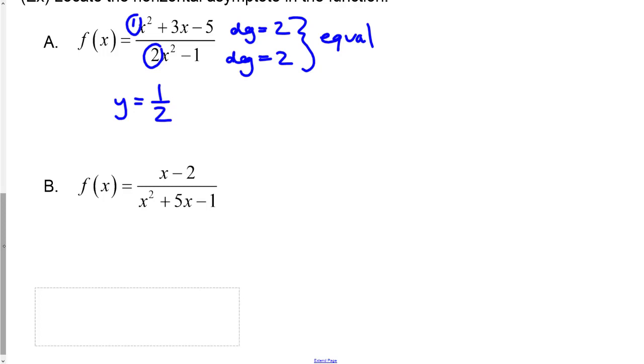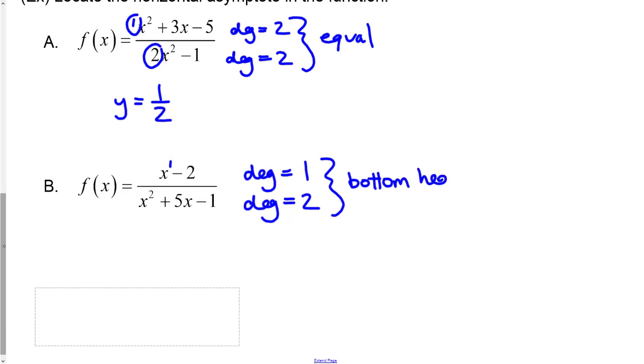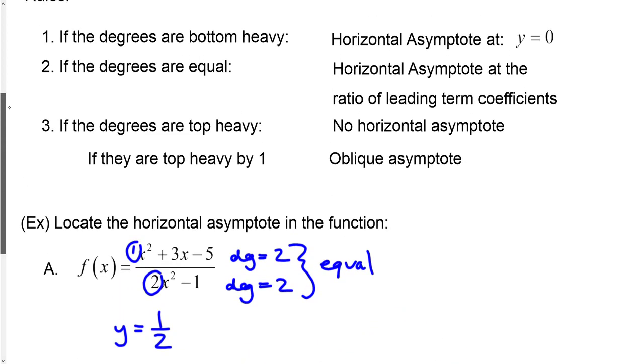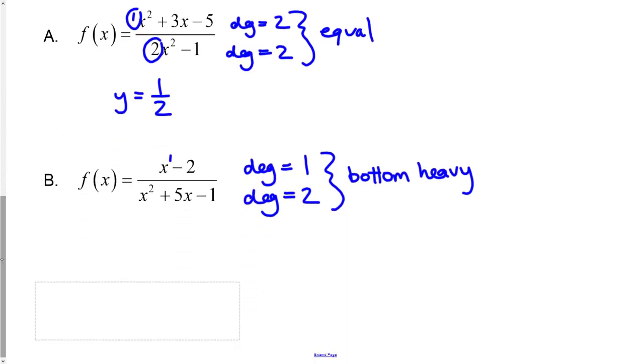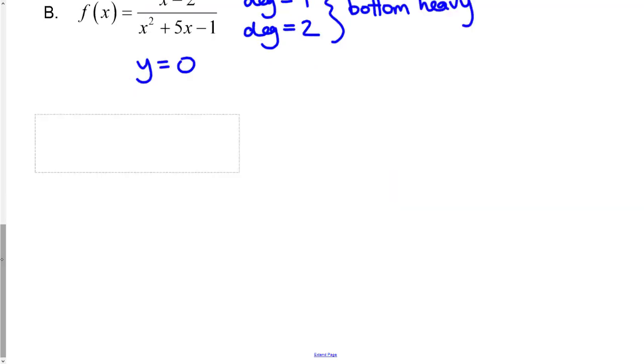Next up, in this equation, the degree of the numerator is 1. The degree of the denominator is 2. So the highest exponent in the numerator is just 1, so x to the first power, that is. And in the denominator, it's 2. So this is bottom heavy. And when that occurs, if you look back up at your rules here, there's a horizontal asymptote at y equals 0. So this rational function has a horizontal asymptote at y equals 0.